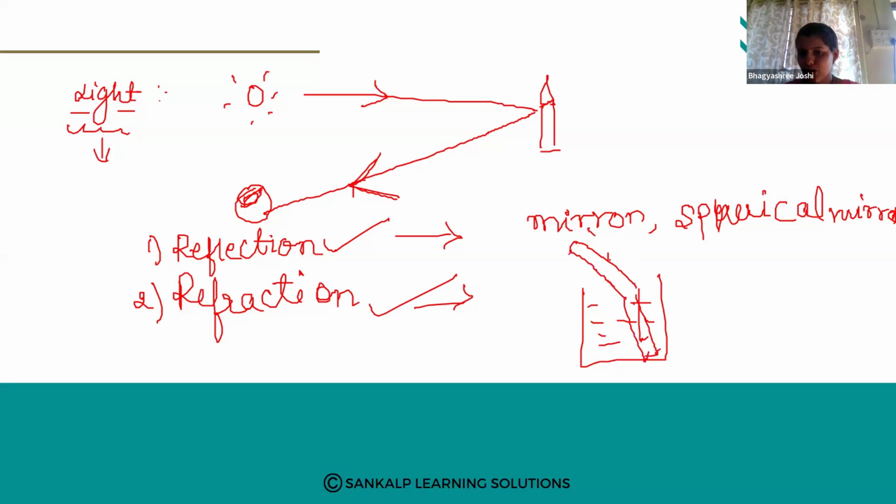Now light is traveling from air to water, that is, from a rarer medium to a denser medium. Air is a rarer medium and water is a denser medium, right? So from a rarer to a denser medium, when you draw a normal here, it bends towards the normal. When light travels from a denser to a rarer medium, it bends away from the normal. So this is about refraction. Refraction means bending of light in a different medium.